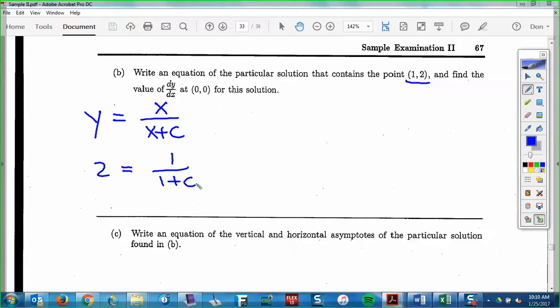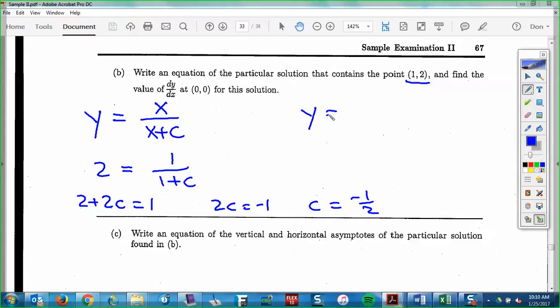Write the particular solution. They already gave you the solution. It has the point 1, 2. 1 is x, 2 is y. There's just not much you can do with it, other than plug those things in. Okay, so let's distribute this over to this side. That'd be 2 plus 2c equals 1. 2c would equal -1. C would equal -1/2.